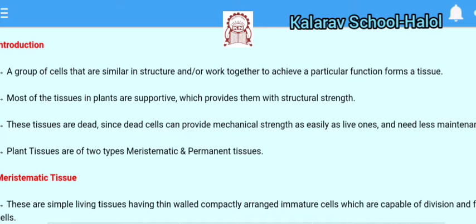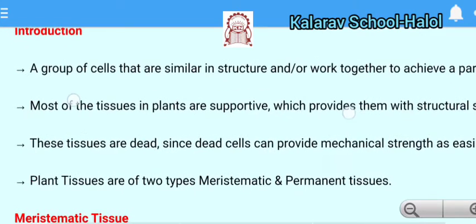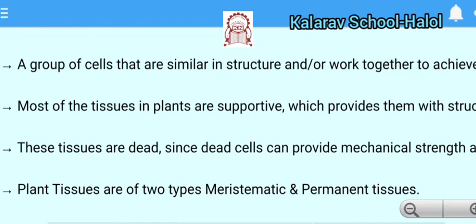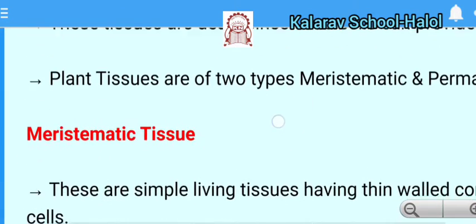So in plant tissues, the tissues are categorized in two categories. So plant tissues are of two types. Number one, meristematic tissue, and number two, permanent tissue. So first we will discuss meristematic tissue.